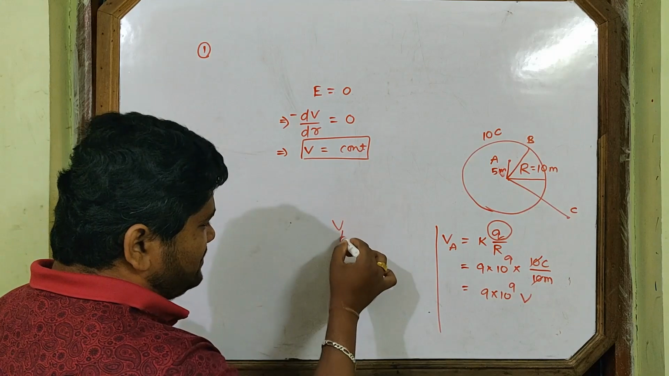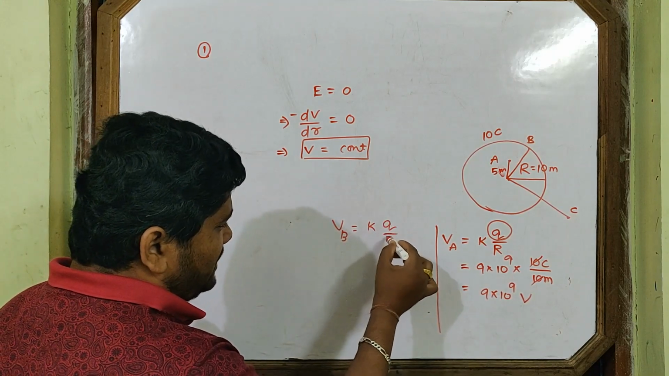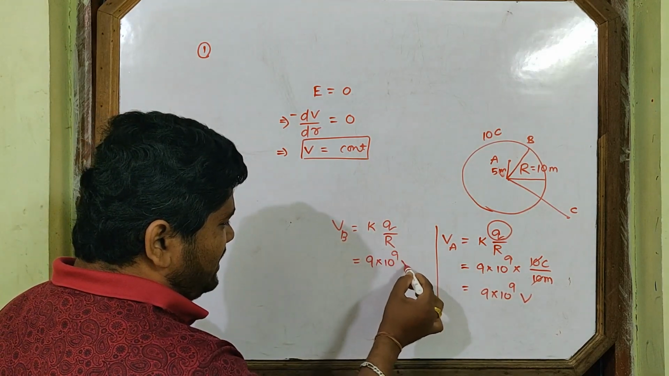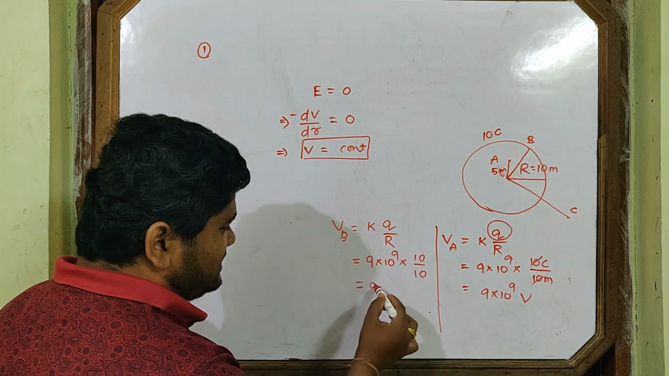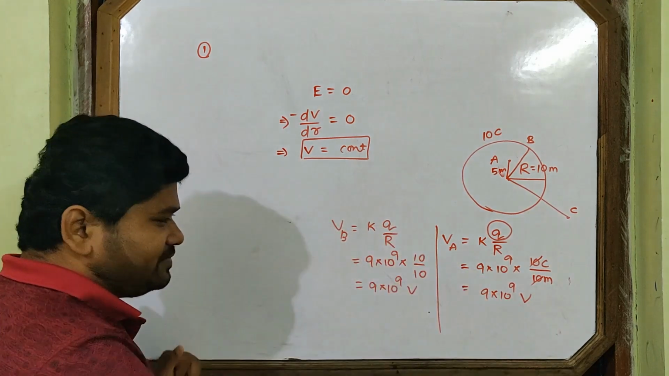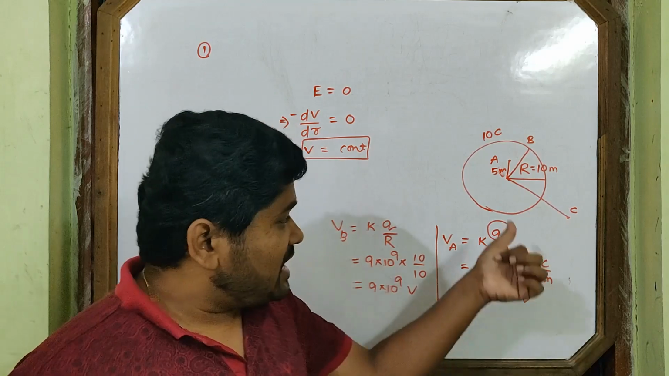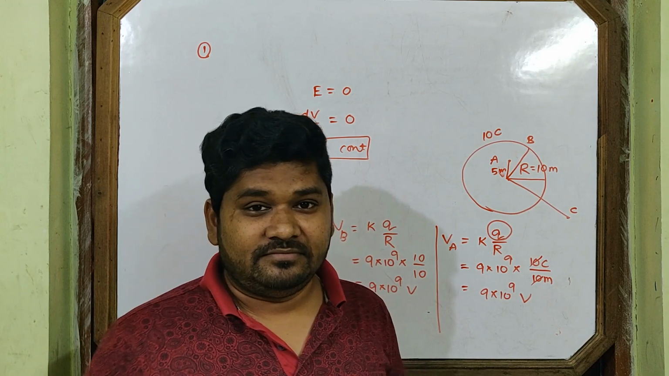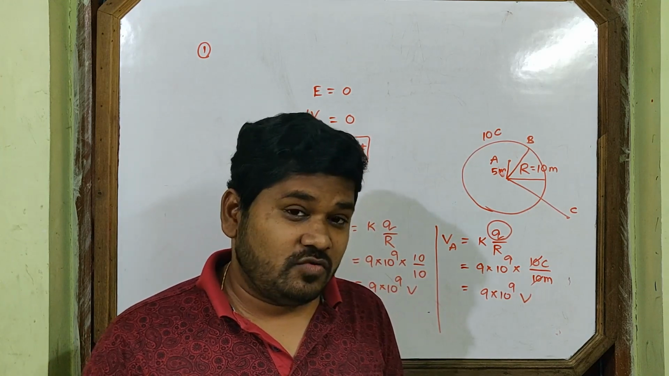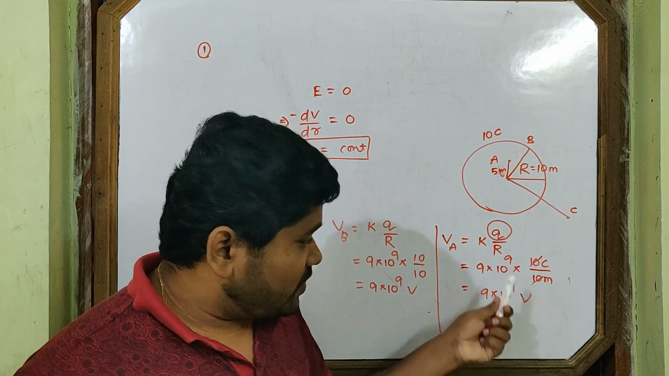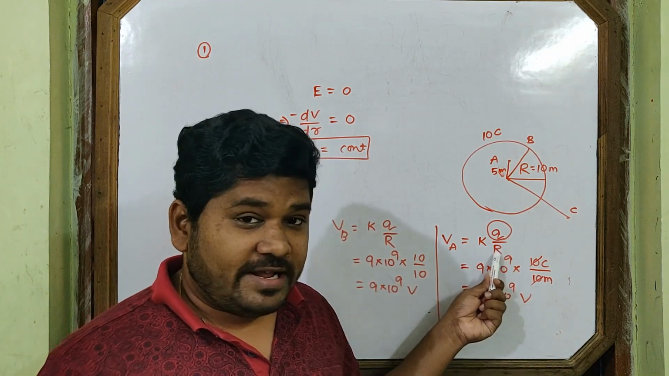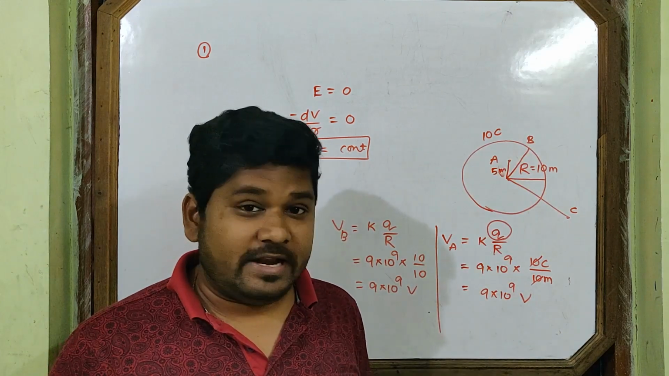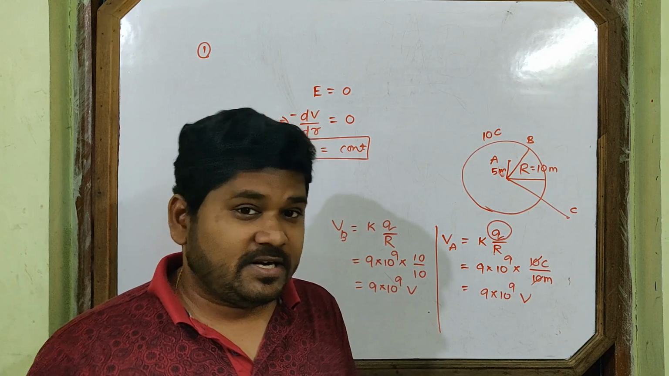If I tell you to find potential at point B, KQ by R, by default this will be correct. 9 into 10 power 9, Q is 10, R is 10, 10 cancels, so 9 into 10 power 9 volts. Now, potential at point A and potential at point B have to be the same, because I told you potential is the same throughout the volume of the conductor. So while putting the distance, you will not take the distance given in the question. You will take its radius, whenever you are inside the conductor.